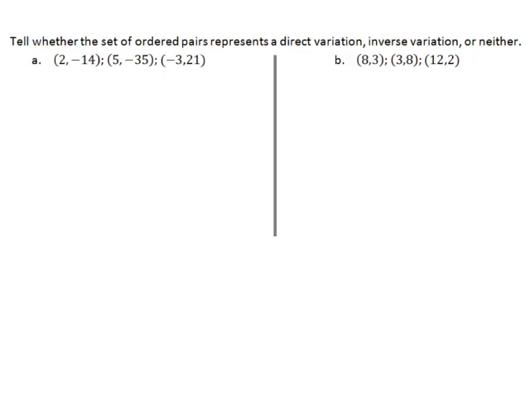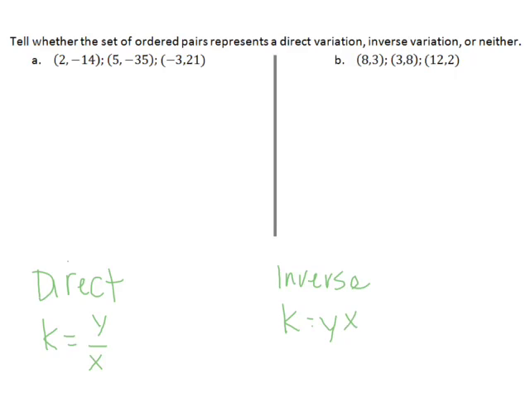So in this case, we are being asked to tell whether the set of ordered pairs represents a direct variation, inverse variation, or neither. So remember that direct, from right before, is when the quotient is always constant, and inverse is where the product is always constant. So to tell whether they're direct, inverse, or neither, we just have to check that.